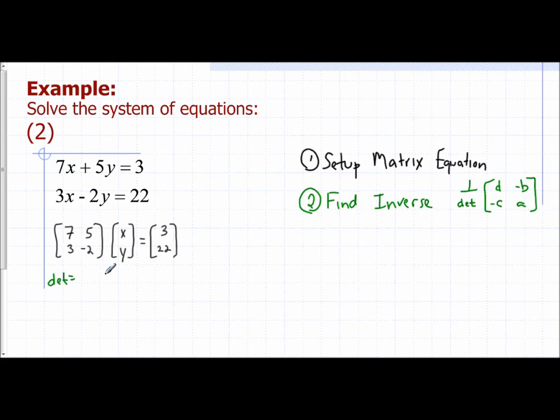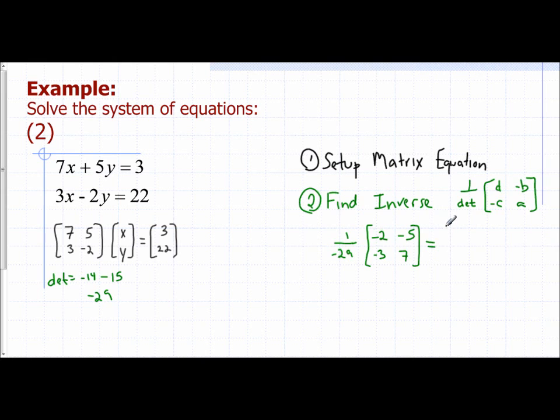So our determinant: 7 times -2 is -14. And we're subtracting 3 times 5, which is 15. So our determinant is -29. So to find the inverse, we have 1 over -29 times the matrix, where a and d switch places. So -2 comes up here, 7 comes here. You change the sign of b, so +5 becomes -5. And change the sign of c, +3 becomes -3.